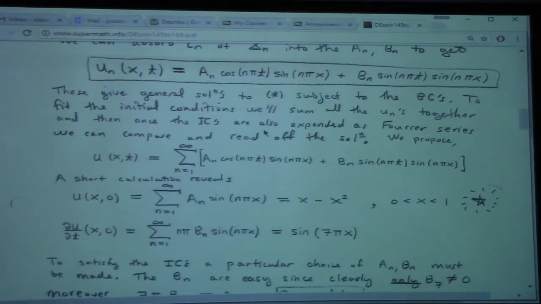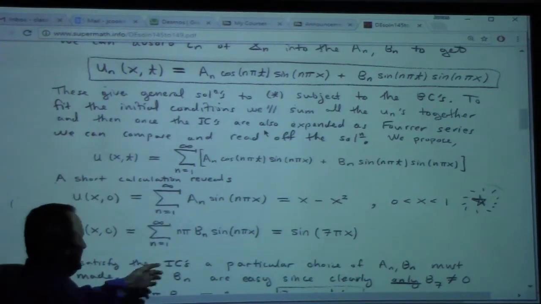So eventually I work my way to the blank templates down here. I've started calling it the blank template for about 2 years now, just to give it a name. But here it is, the blank template. If I plug in t equals 0, of course this piece goes away. We're left with a sub n sine of n pi x. That has to be equal to x minus x squared, right? On the other hand, partial u partial t has to be equal to sine of 7 pi x.